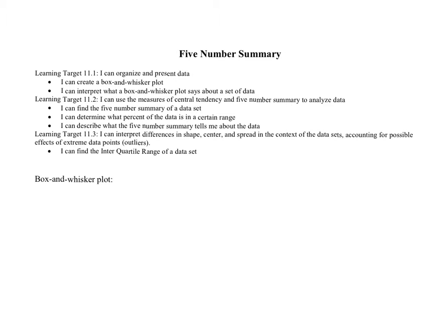All right, we are going to go over what is called the 5-number summary, which has to do with also box and whisker plots. So we're going to start with the box and whisker plot.